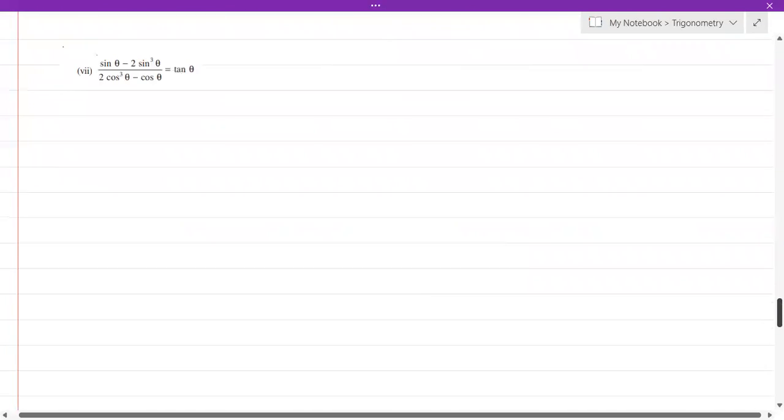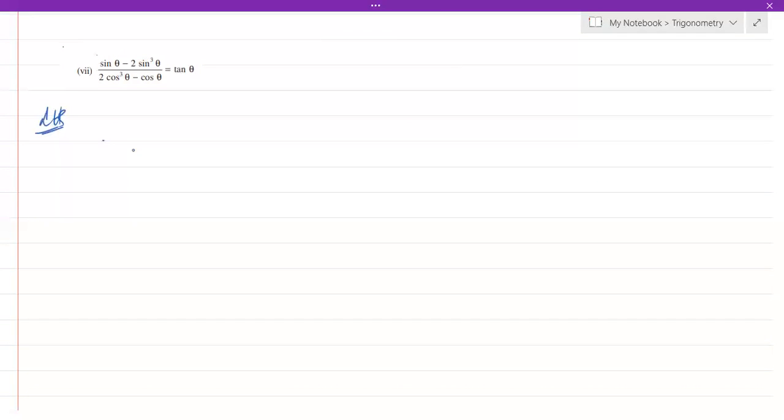Okay, let's get into the next question. Same procedure. We'll take our LHS. I mean, we are going to use the same rule. That's what I meant, not rationalization. Sin theta minus 2 sin cube theta divided by 2 cos cube theta minus cos theta. As you can see, there are no identities involved, but you can observe that in both numerator and denominator you can take common. That is, in the numerator you can take sin theta as common, isn't it?